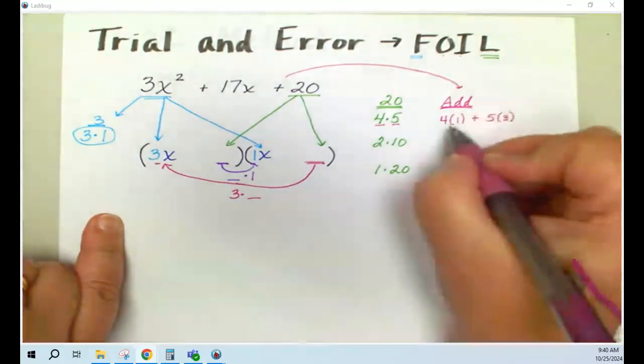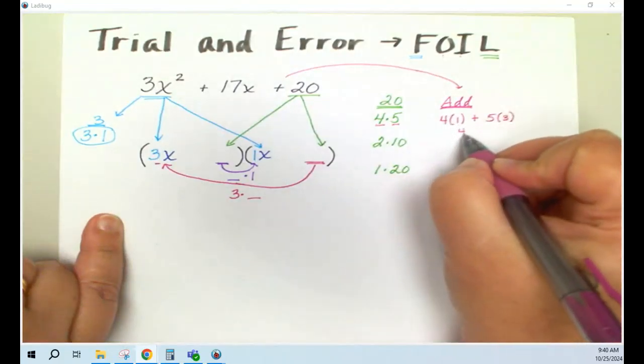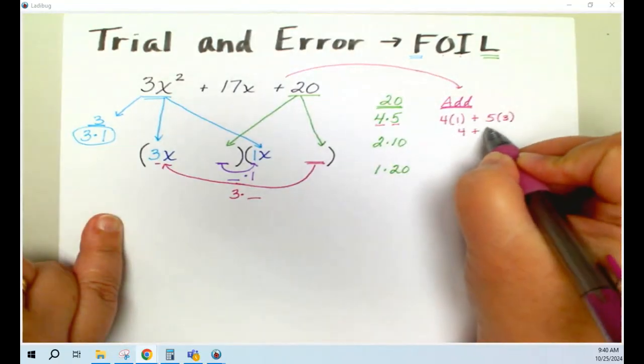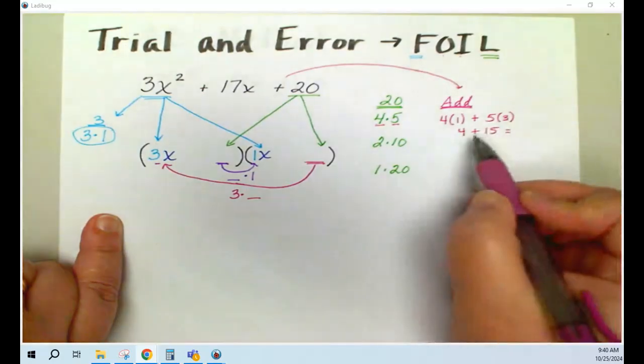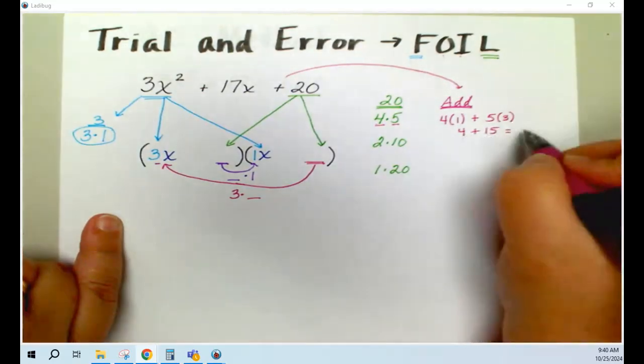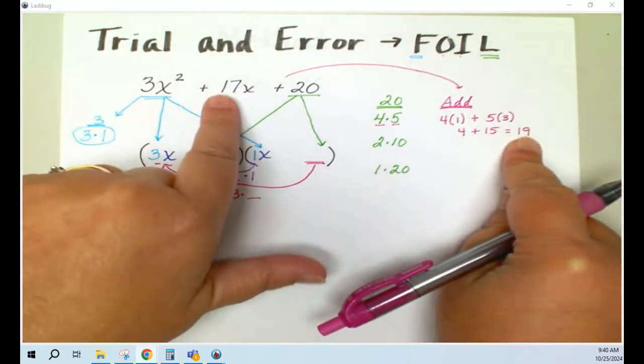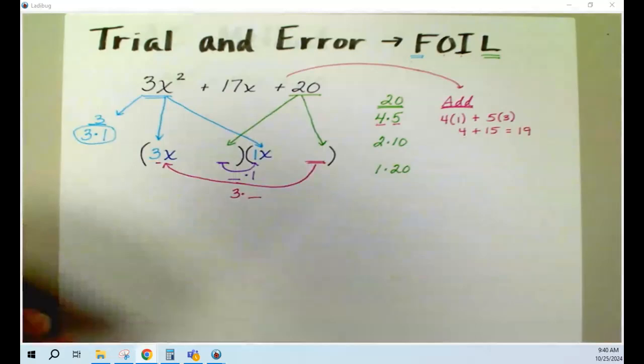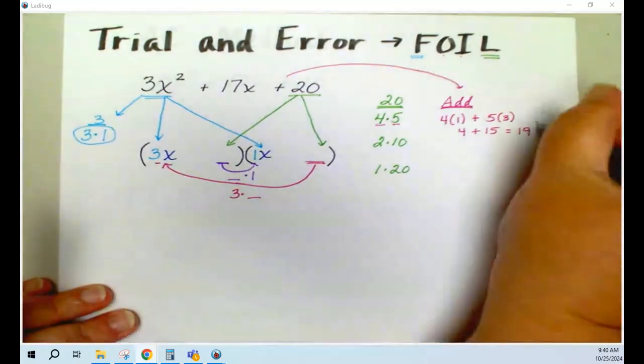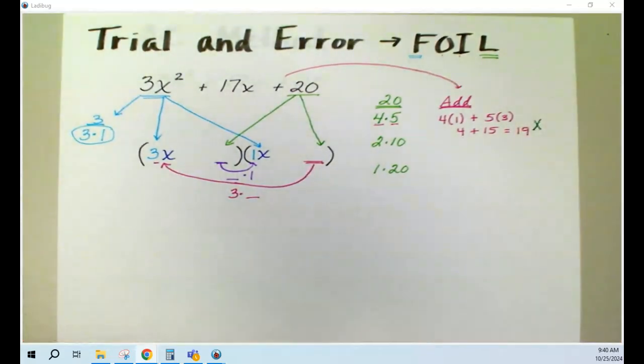So what do we get? 4 times 1 is 4, plus 5 times 3 is 15. And now if we take 4 and 15 and add them together, we get 19. Now, is 19 our middle term? No. So this is a big no. It's not that.